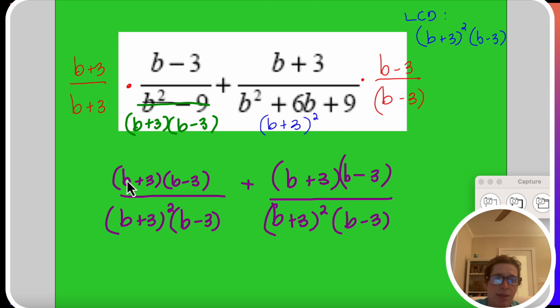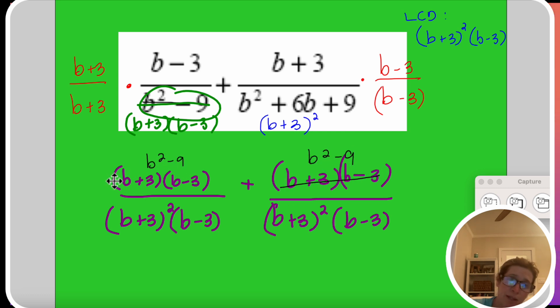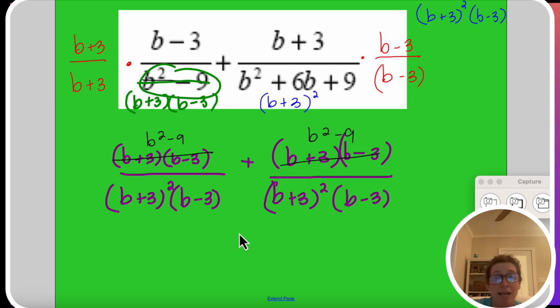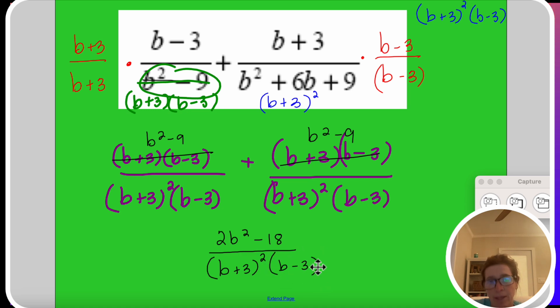All right, I kind of noticed that b plus 3, b minus 3 was what I started with here, so I'm going to just multiply that out. That's going to give me b squared minus 9. This is also going to give me b squared minus 9. So my denominators are the same, so all I do is add the numerators. So 2b squared minus 18 all over b plus 3 squared b minus 3. And then I look for my restricted values. So I know that b cannot equal 3, or that guy would be 0, and b cannot equal -3.